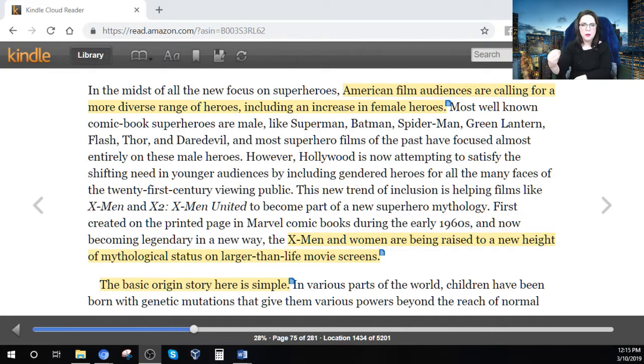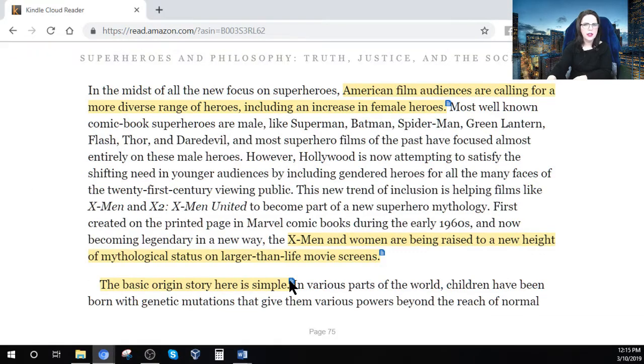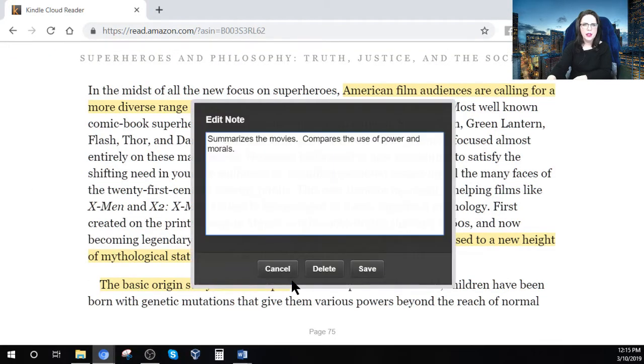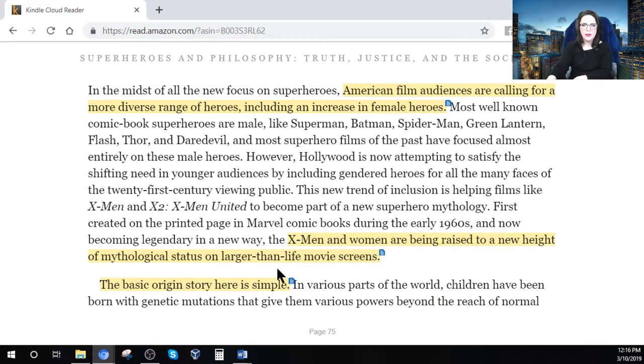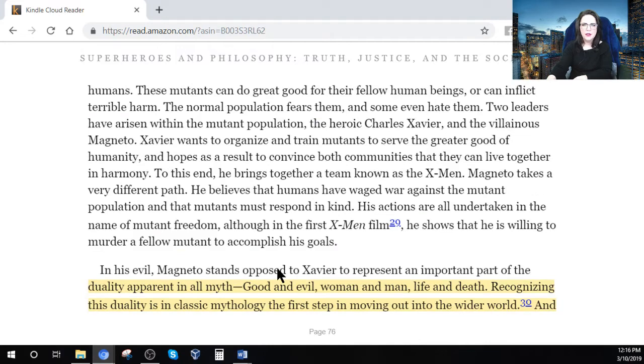After she reminds the audience that women are becoming larger than life on movie screens and that people are demanding more diversity, she wants to talk to you about the basic origin story, and she says that it's simple. It is here that Housel starts a comparison on morals and power while she's summarizing the movies, and that's very important to keep in mind. So she tells you all about the movies. I'm not going to belabor that point because you have already read that.